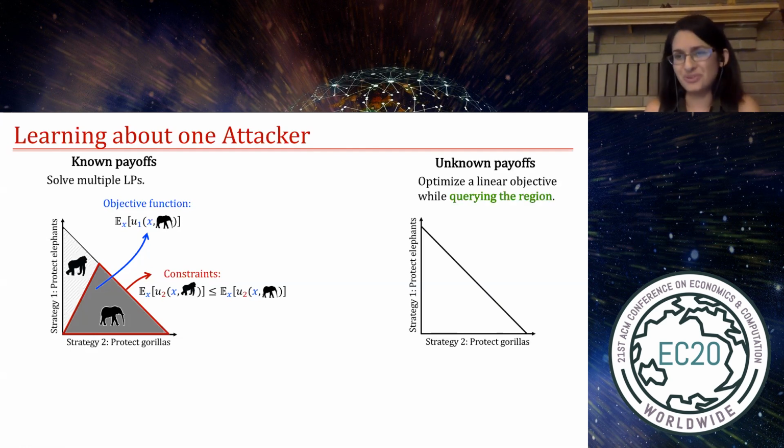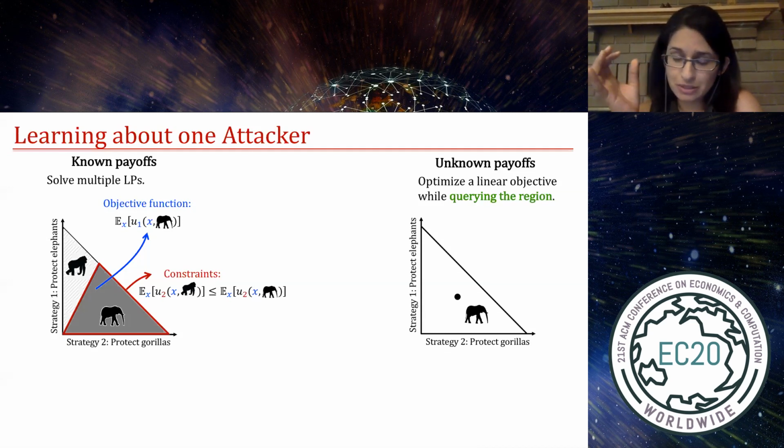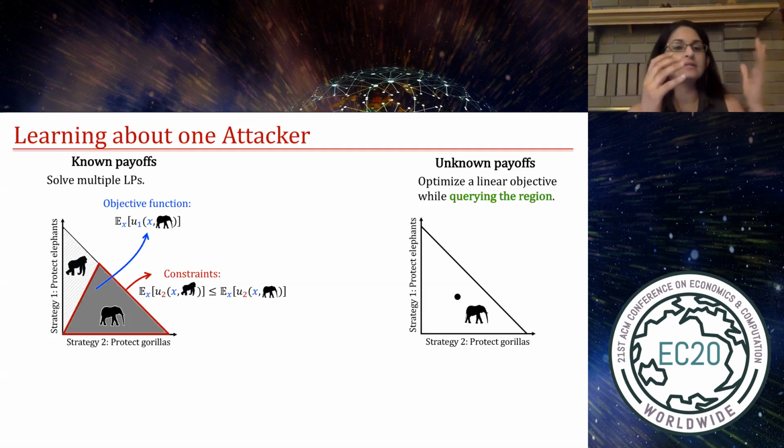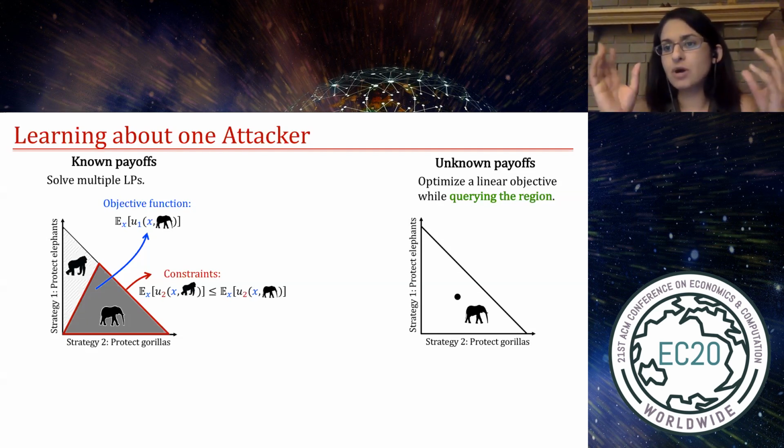Now, if I don't know the payoffs of the attacker, I don't know the division of this space into elephants and gorillas, but I can still query a region. What does querying a region mean here? It means that I can design a policy and I can see, once that policy was in place, which of the 2 animals was attacked. That's one way of thinking about querying, or designing an experiment, in a way.